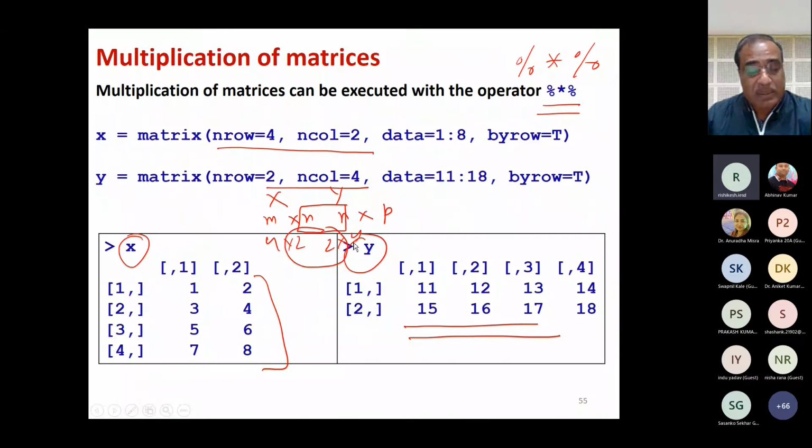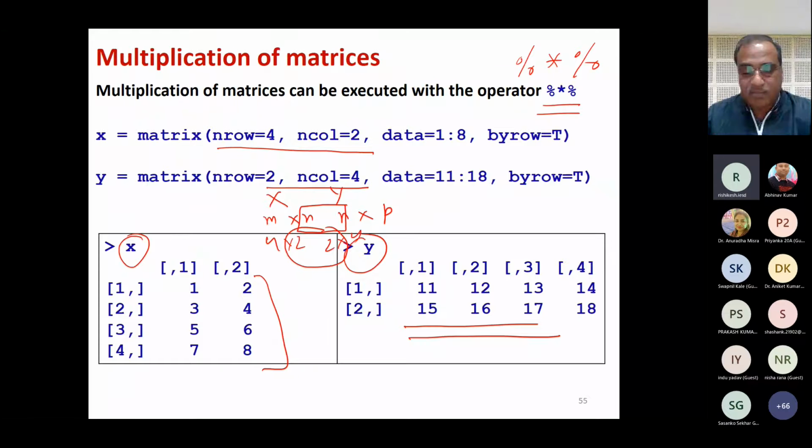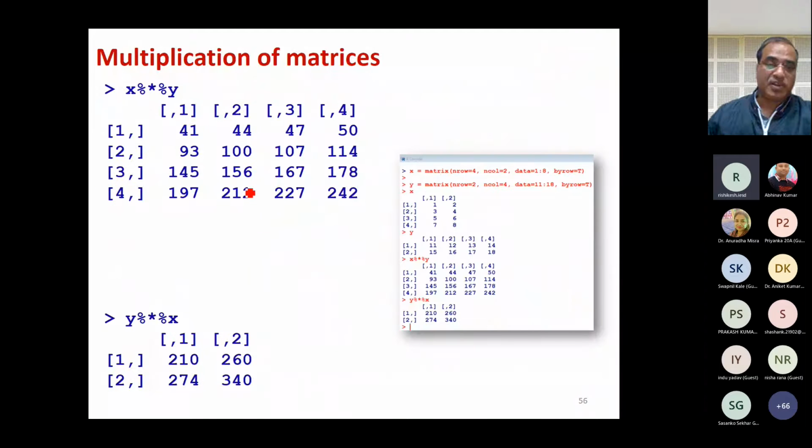So be careful when you are trying to do matrix multiplication. For example, in this case, if you want to multiply X and Y, which are square matrices, then you will not even come to know what mistake you are making. You will get some answer, but that answer won't be correct. So be very careful when you are doing matrix multiplication.